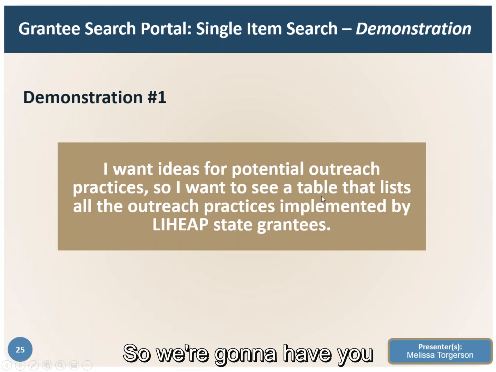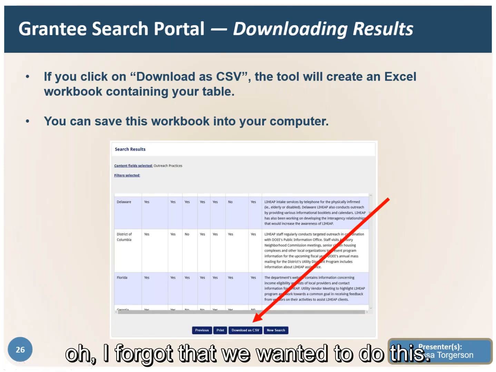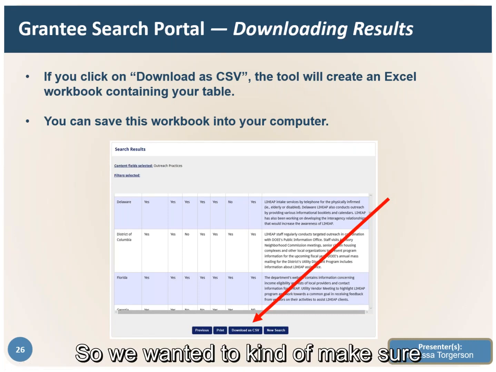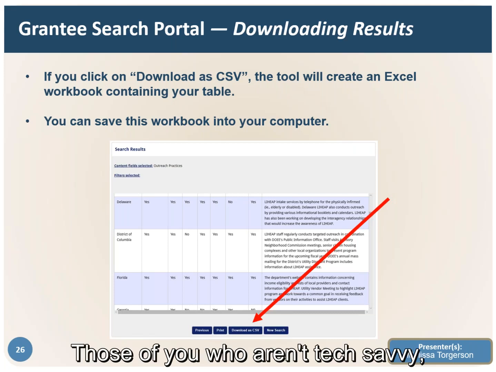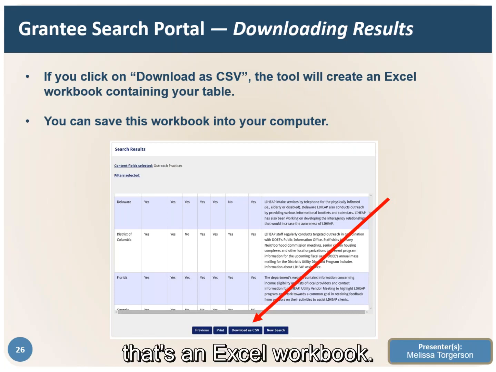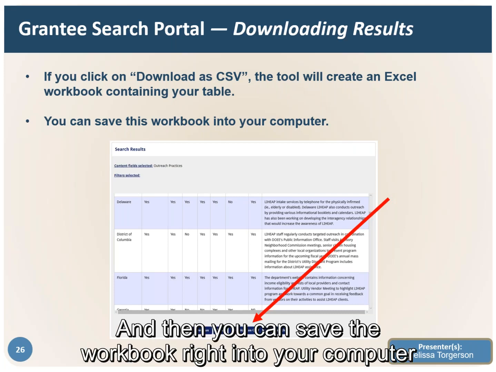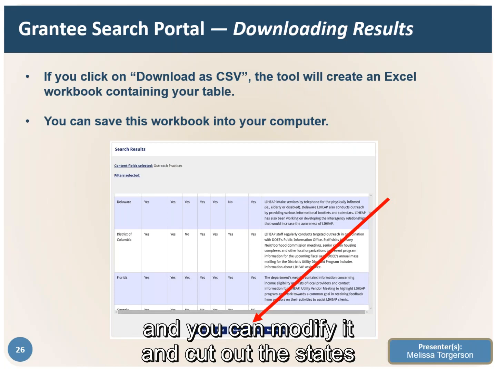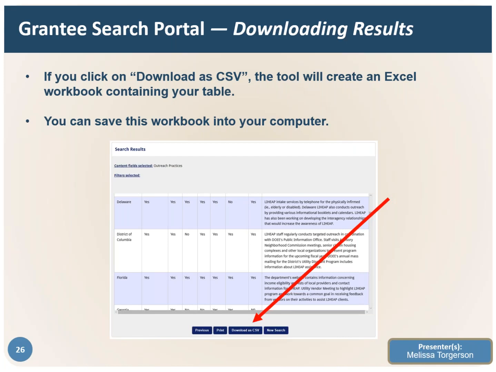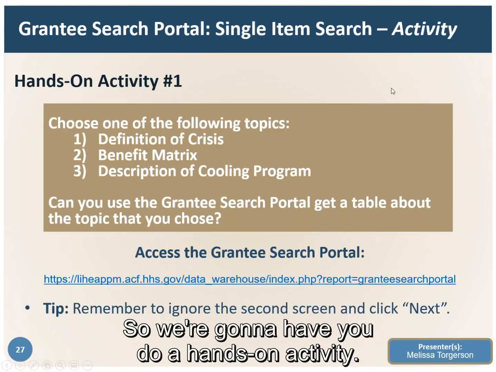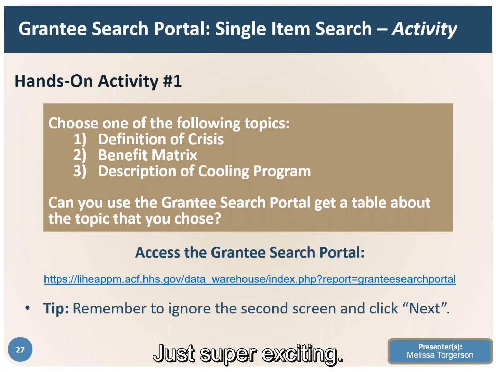So we're going to have you do this. Can you go to the next? Oh, I forgot that we wanted to do this. So we wanted to make sure you can all see that you can download this. It says download as CSV. Those of you who aren't tech savvy, that's an Excel workbook, and it will contain your table. And then you can save the workbook right into your computer, and you can modify it and cut out the states you're not interested in, or highlight, if you're Kenesha, the ones that you are. So we're going to have you do a hands-on activity, just super exciting.